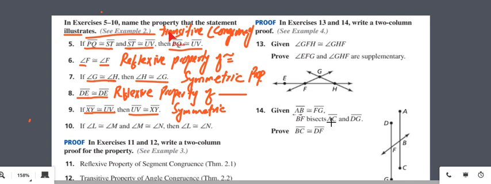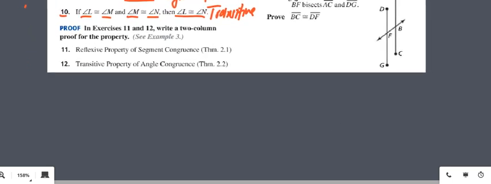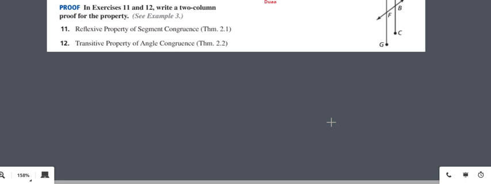And in question number 10, it says that angle L is congruent to angle M, and angle M is congruent to angle N, then angle L is congruent to angle N. So this is again the transitive property, for angles. Clear? Now, very interesting and very important. Look at question number 11. It says that we have to prove this result: the reflexive property of segment congruence.